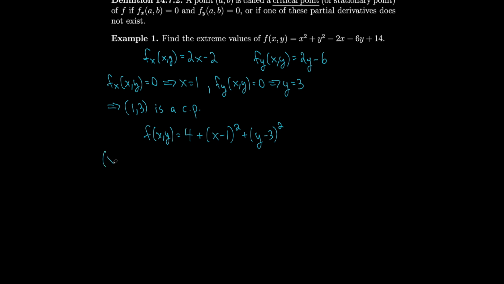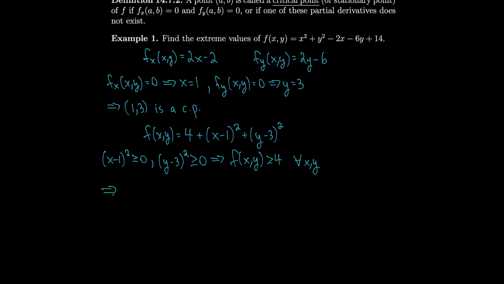So the fact that (x minus 1) squared is greater than or equal to 0, and the fact that (y minus 3) squared is greater than or equal to 0 implies that our function f(x, y) is always greater than or equal to 4. It's greater than or equal to 4 for all (x, y).